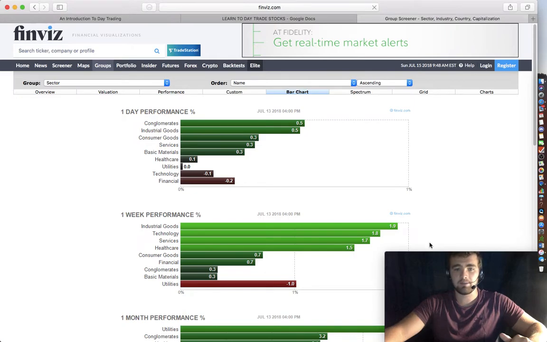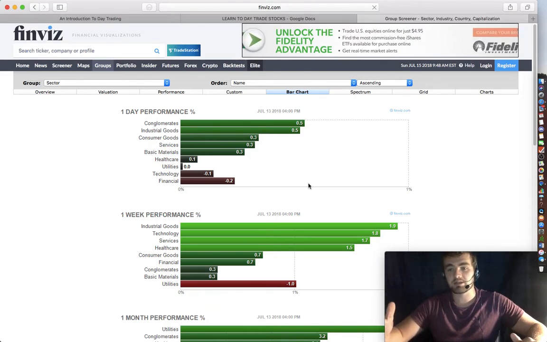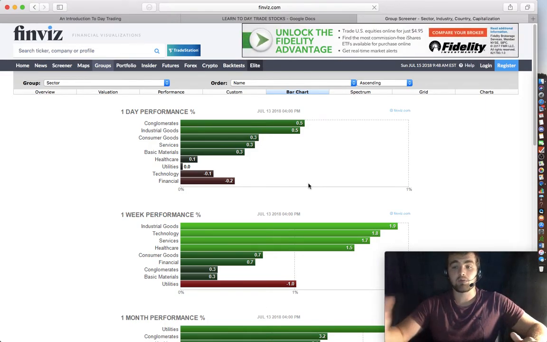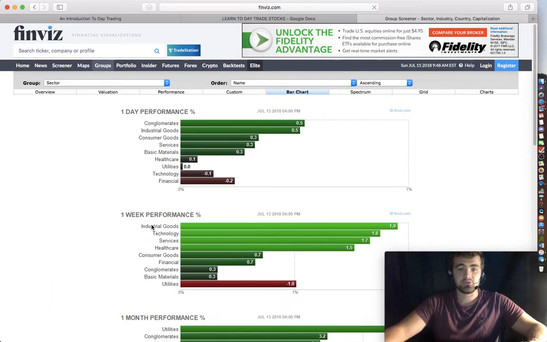Okay, and you want to look up whatever one, it depends on how long you want to trade. If you want just a day, you can see what's happening in the best day, but we're going to look at the week and pretend that we are going to be holding a stock for more than a week. As you see here, the top three are industrial goods, technology, and services.